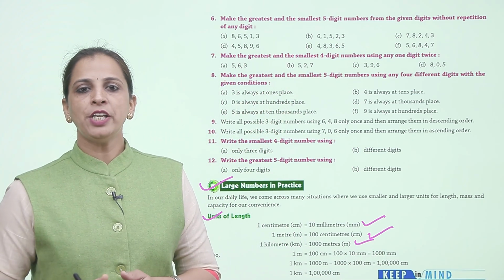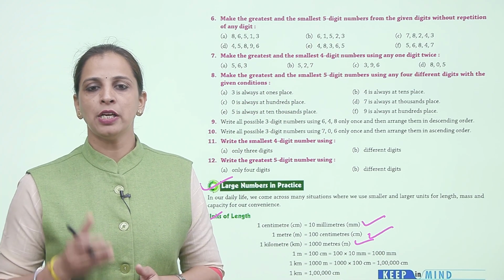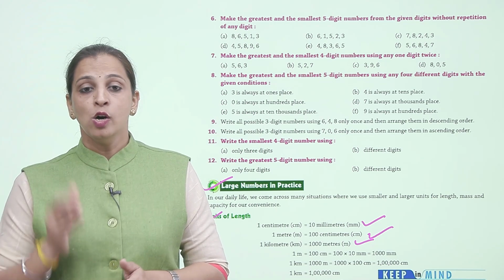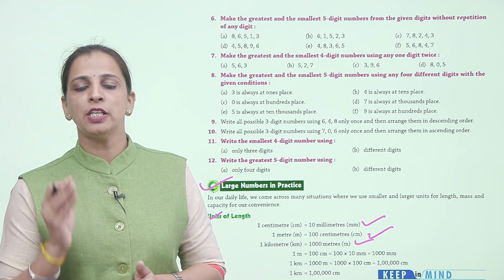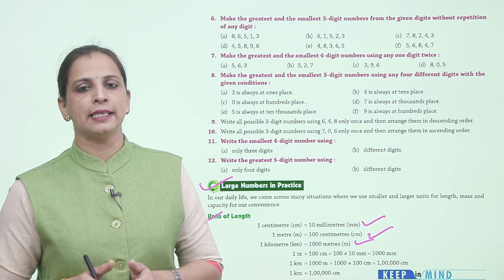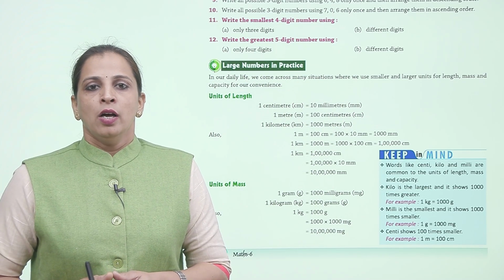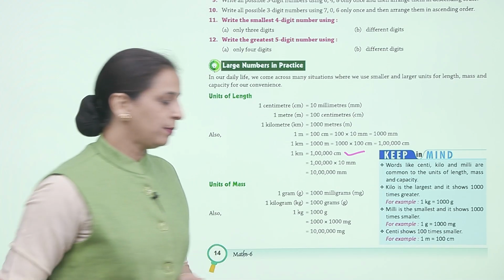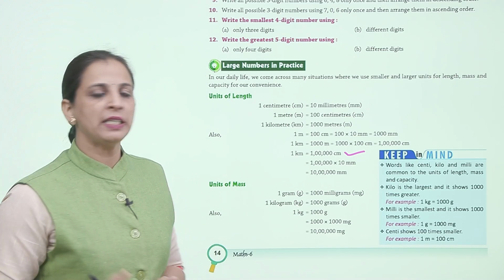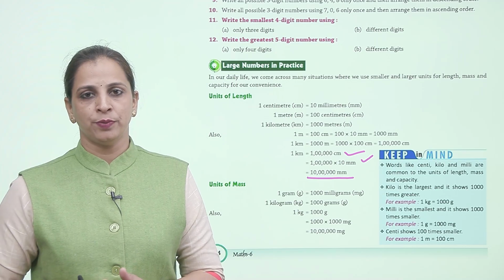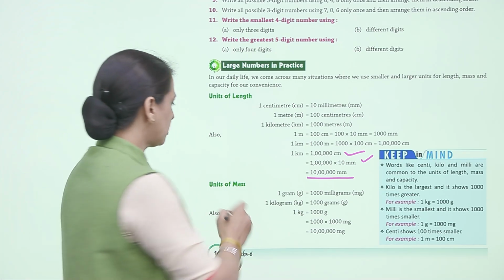So 1 meter is equals to 100 centimeter is equals to 100 multiplied by 10 mm is equals to 1000 mm. 1 kilometer is equals to 1000 meter is equals to 1000 multiplied by 100 centimeter is equals to 1 lakh centimeter. Now 1 kilometer is equals to 1 lakh centimeter and 1 lakh centimeter multiplied by 10 mm is equals to 10 lakh millimeter.